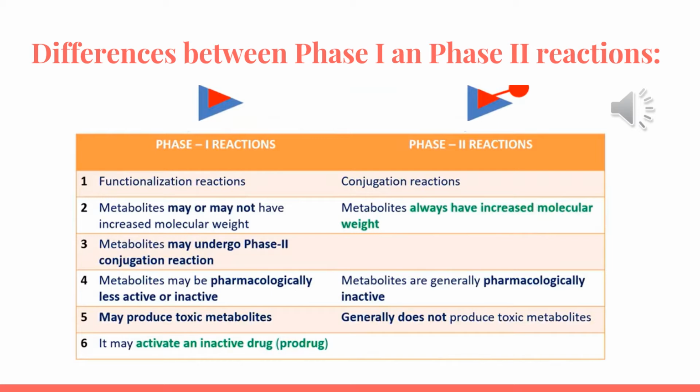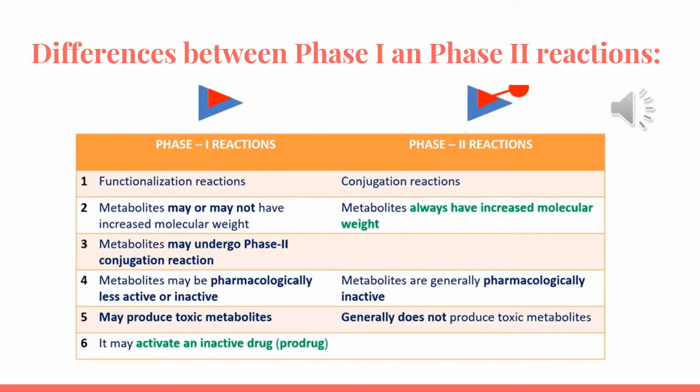Also, phase 1 reactions have metabolites that may be pharmacologically less active or inactive, because when we are adding a functional group, they are most probably more polar and thus less active or inactive. They may also produce toxic metabolites, meaning they are actually active, because only active metabolites are toxic metabolites.